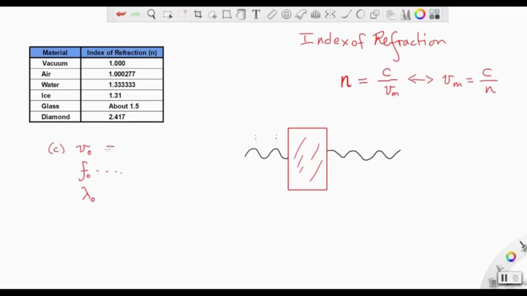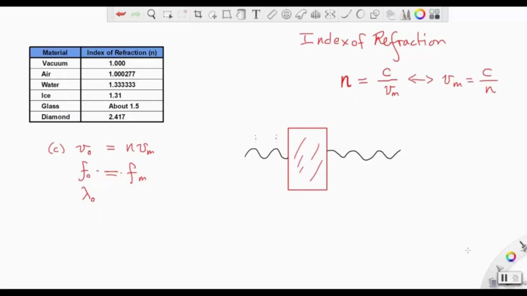We know that the velocity outside the material is going to be equal, according to this equation, to the velocity inside the material times the index of refraction n. Our frequency we just looked at logically and found that it is equal to the frequency inside the material. So our remaining question is, what is the wavelength inside the material? Well, the wavelength inside the material is a little bit odd. We can mathematically prove this one.